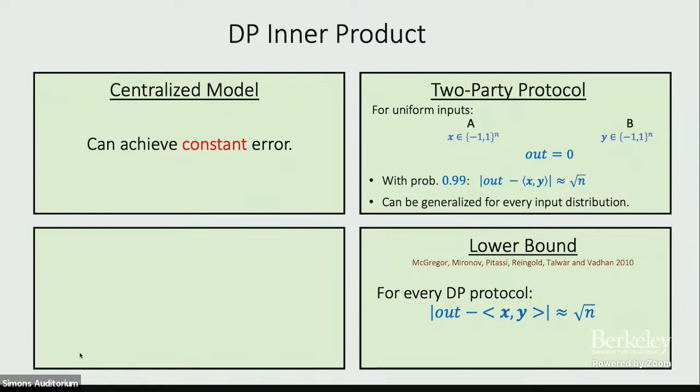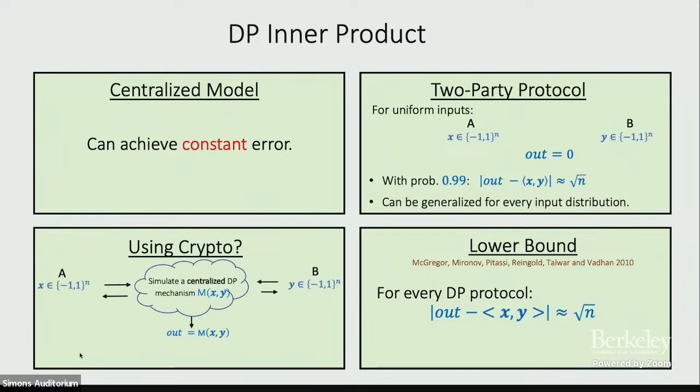But we have a centralized model mechanism that achieves constant error. And we know that using cryptography, we can simulate a trusted party that will simulate this centralized model mechanism. So using crypto, we can achieve constant error.